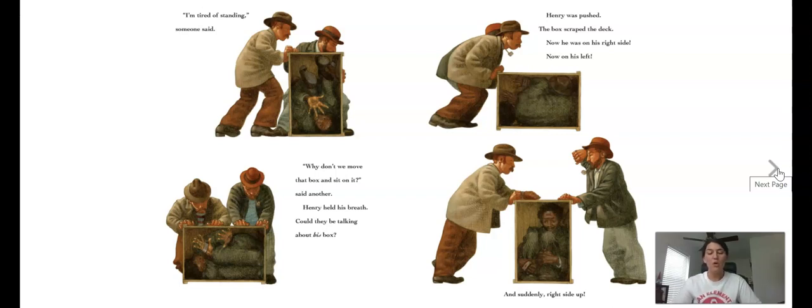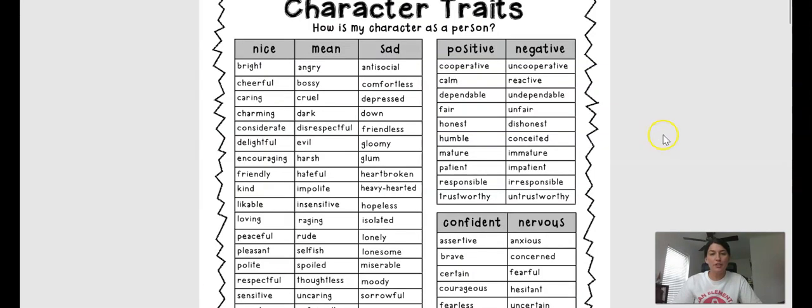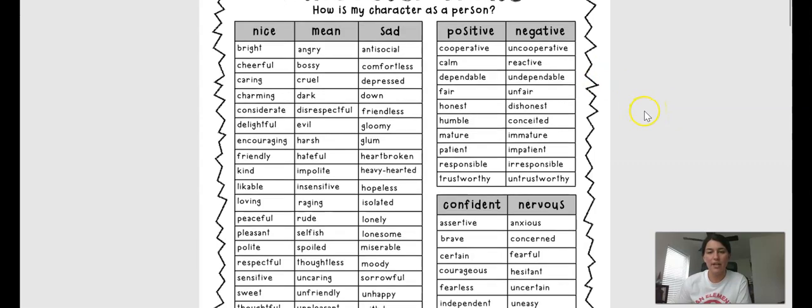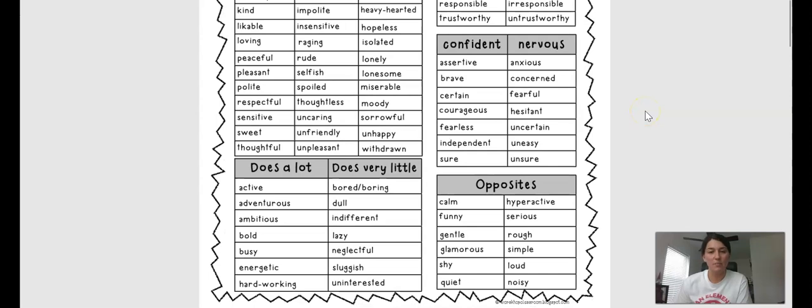So I want to show you guys a resource that will be available in Schoology as well. It is a list of character traits. These are those adjectives or those traits that can describe a character. This chart kind of tells us if they're nice, mean, sad, if they're positive, negative traits, things like that. So if I'm thinking about Henry and the steps that he took to solve this problem, I know one, that he does a lot, and I also would think that he's pretty confident in order to escape and even come up with this clever idea of mailing himself.